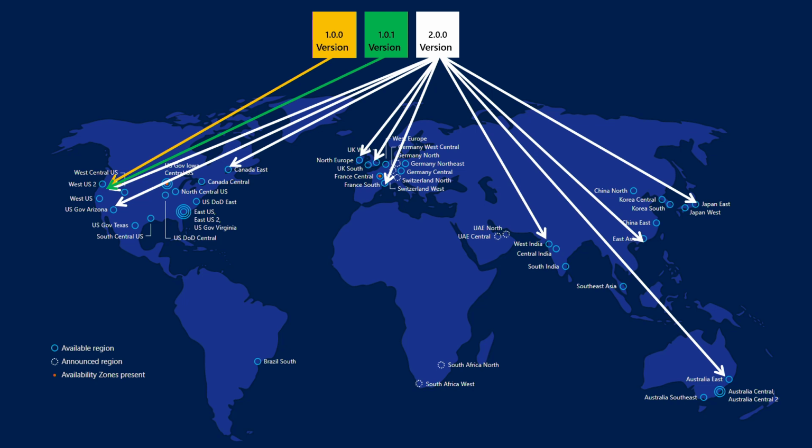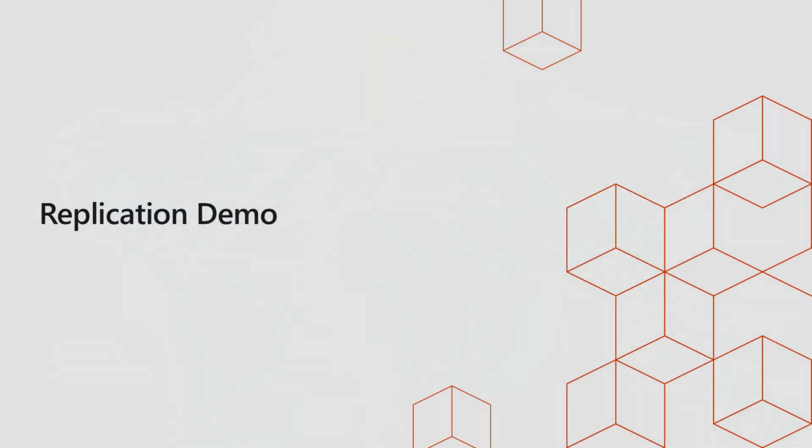And now, why you might want to do this? One example is to save money. You might always want to have the latest version replicated to different regions, while all the older versions only live in one region. So let's see how easy it is to do this.